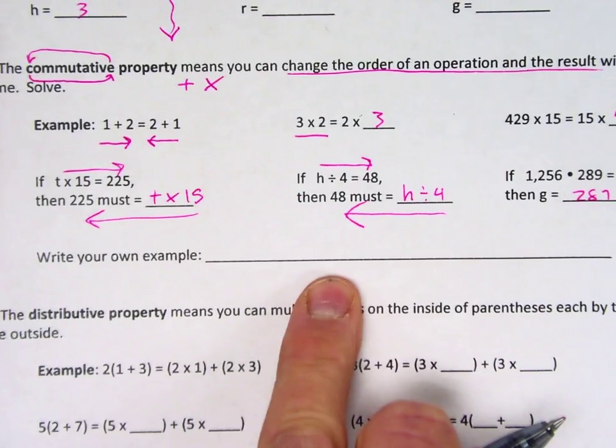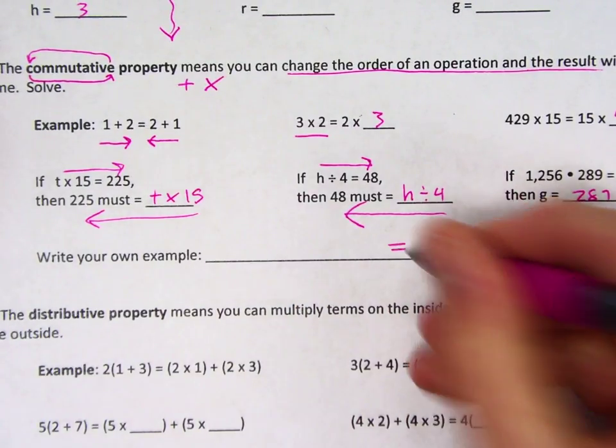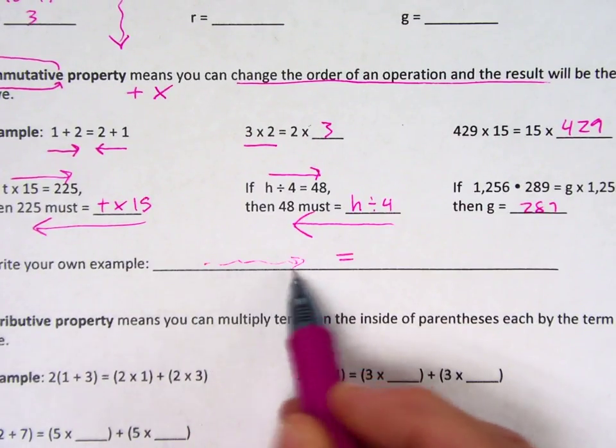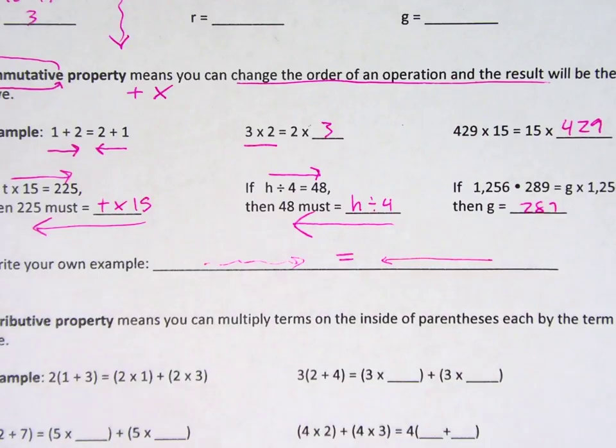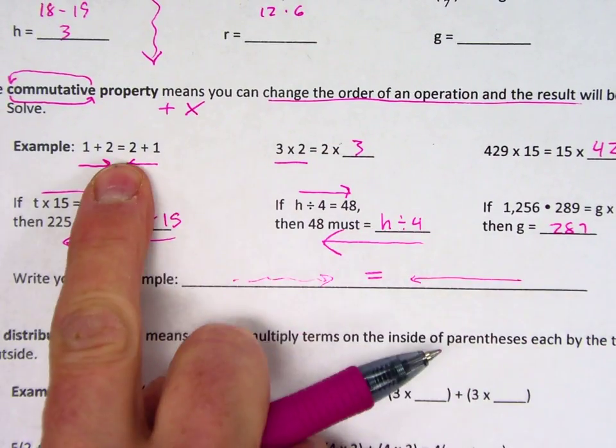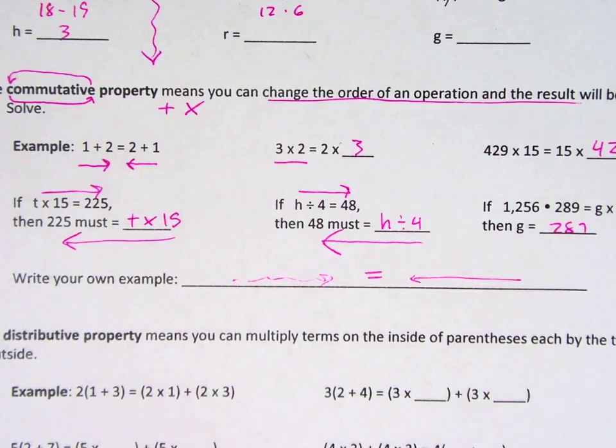Write your own example just means that students are having some sort of expression where on one side it's going one direction, and on the other side it's going the other direction, but all of the terms are the same in it. So it could be any sort of thing that looks just like this. It could be really simple like addition, or it could be more complex if they want it to be.